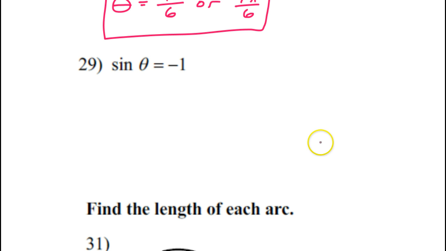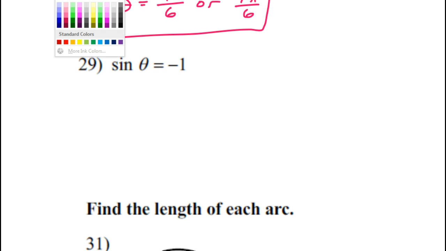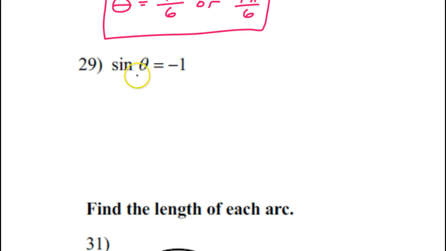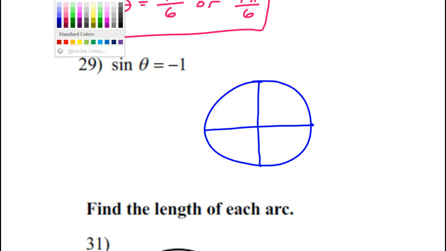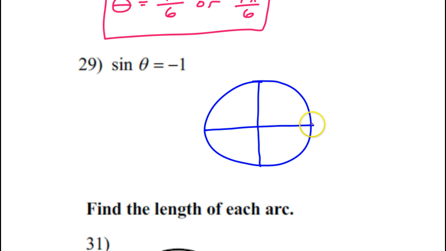Okay, what about 29? This one's a little bit different. I can tell by the answer that this is a quadrantal angle, meaning this angle is going to land right on one of the axes, the x-axis or the y-axis. Let's go ahead and get our diagram going. Let's think about the coordinates of each one of these quadrantal points. Imagine this is the unit circle.